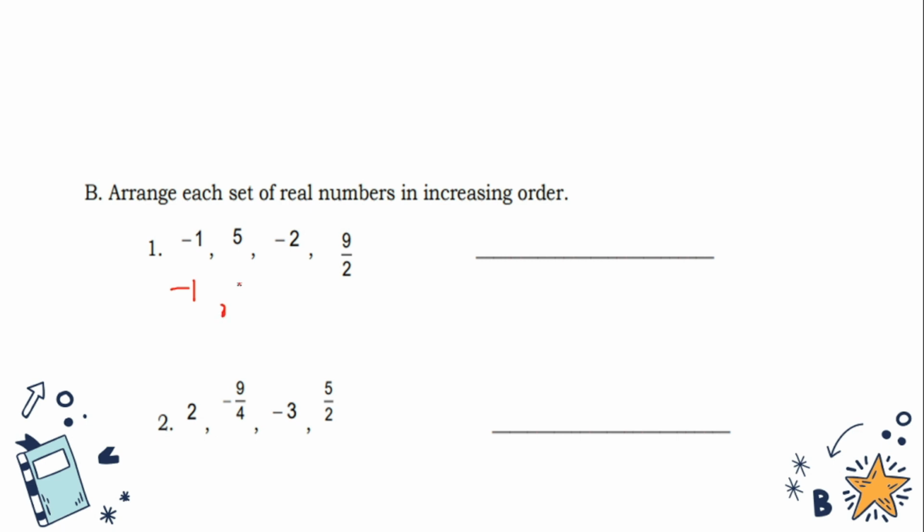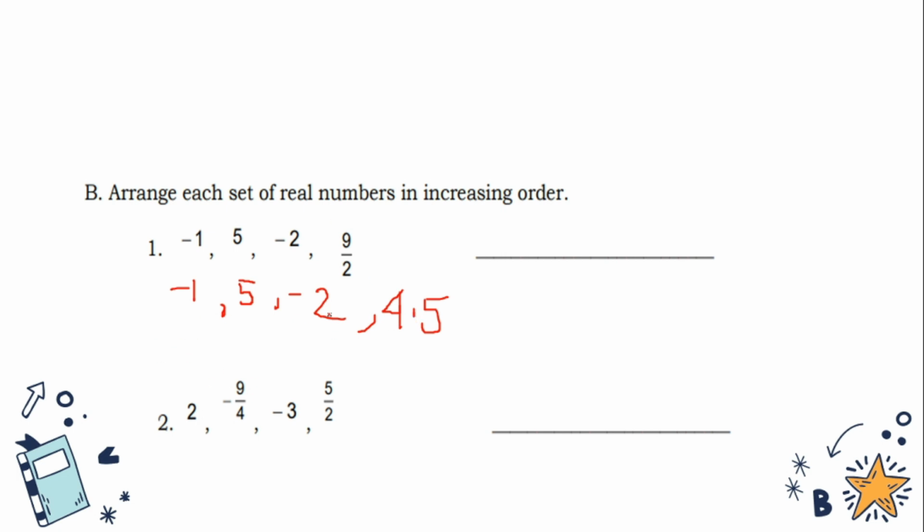Next is we have 5. We have negative 2. And we have 9 over 2. So, sa decimal, ano yung 9 over 2? So, 9 divided by 2, that will give us 4.5. Okay? So, therefore, it's easier for us to arrange these in increasing order. So, ano daw yung pinakamaliit? Dahil increasing, lowest to highest.